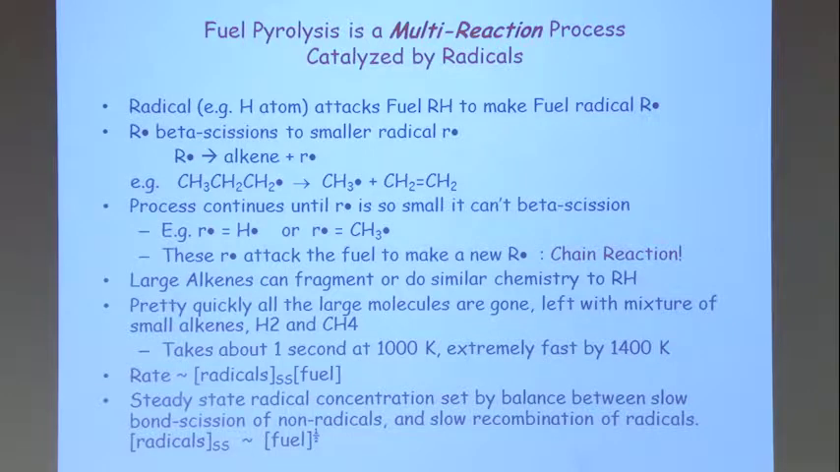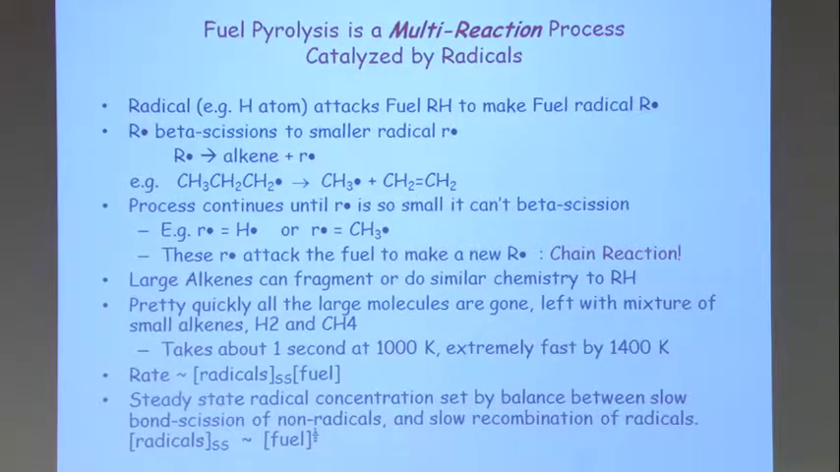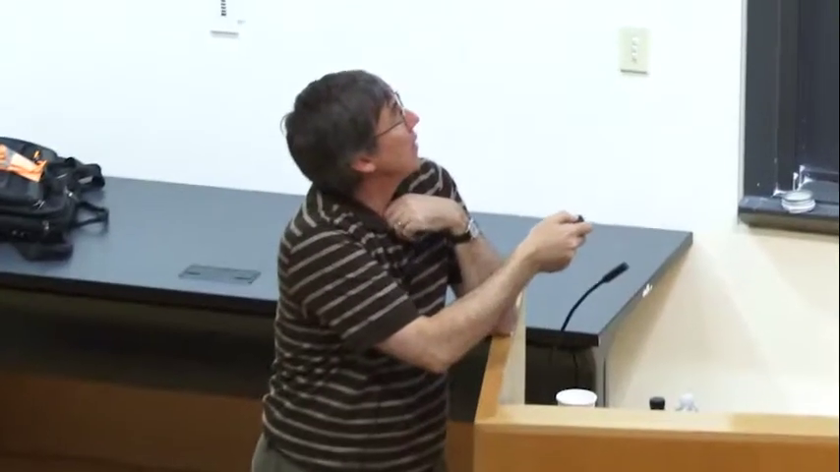And the steady state radical concentration is set by a balance between the slow bond scission of the non-radicals and the slow recombination of the radicals. So if you want to calculate the rates here, you have to consider two different things. One thing is what is making radicals, what is destroying radicals. That's going to control the radical steady state.